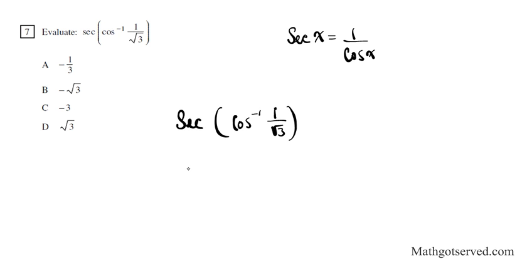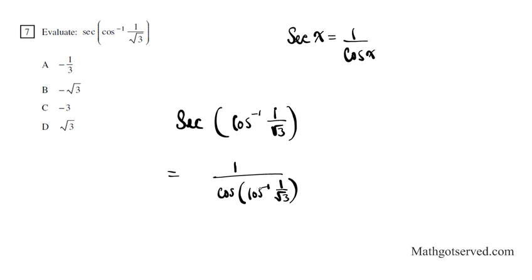What you have to remember here is that secant is a reciprocal of cosine. Okay, you just have to remember the reciprocal identity, which tells you that secant x equals 1 over cosine x. So if I use that here, I can express secant of the inverse cosine of 1 over root 3 as 1 over, change secant to cosine, inverse cosine of 1 over root 3. Okay, because secant is the reciprocal of cosine.